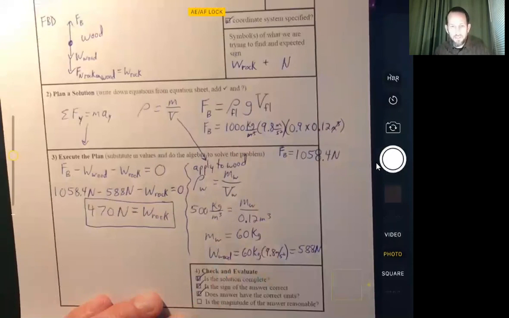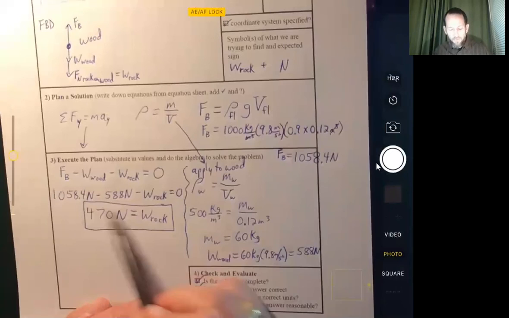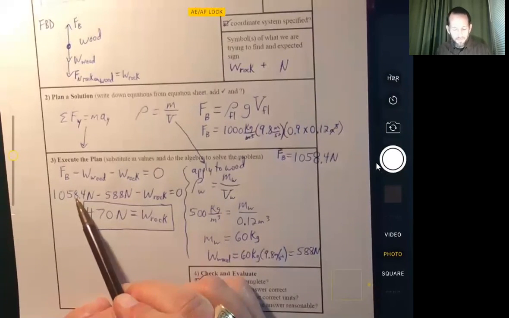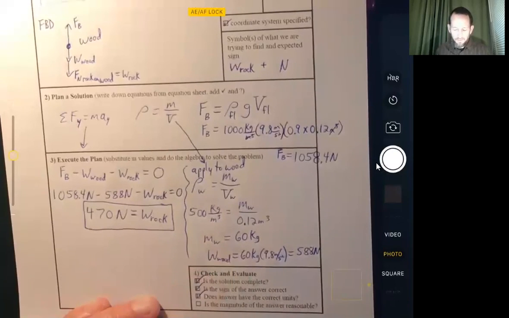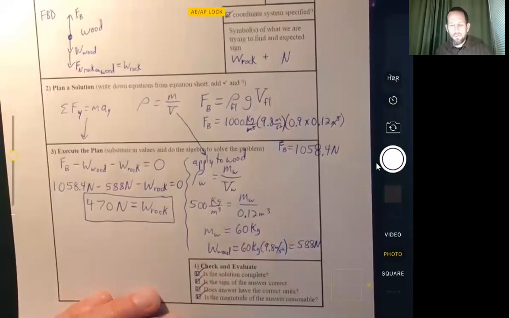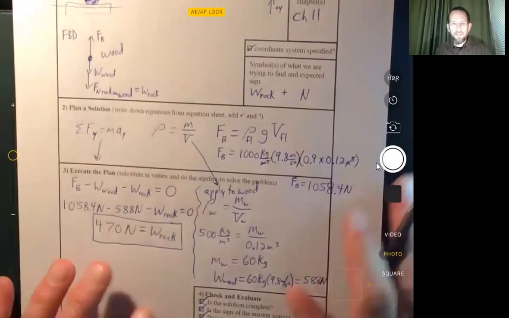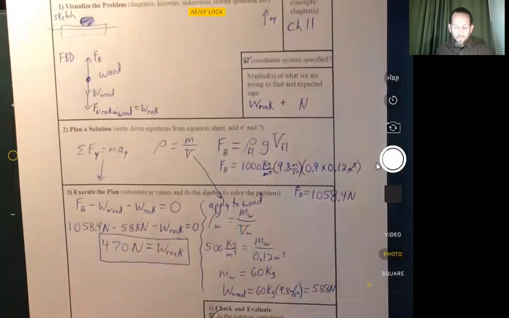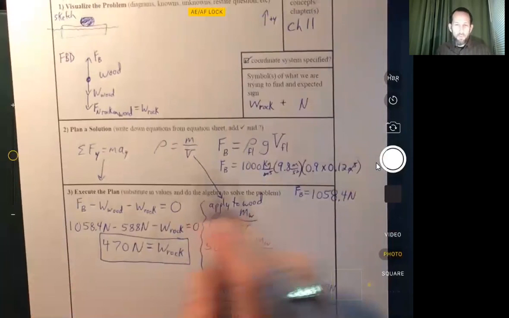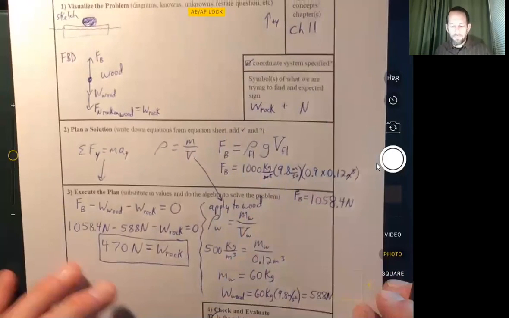Is the magnitude of the answer reasonable? Well, it's kind of hard to say, but it's certainly good that the weight of the rock is smaller than the buoyant force. That makes sense. And we can go back and check. We can add these two together, and they do add up to that. So as far as we can tell, the magnitude is reasonable. All right, that's all there is to that problem. So we got to use 3 different equations from this unit as well. Well, two equations from this unit and 1 from a prior unit. We had to practice our free body diagram drawing skills. And there you have it.